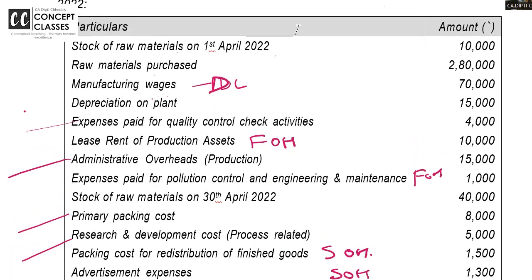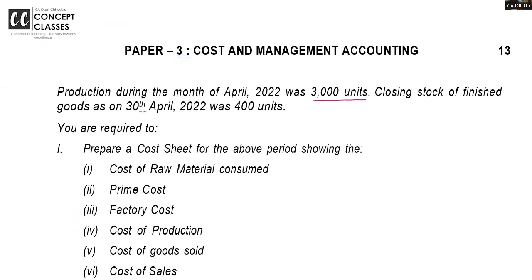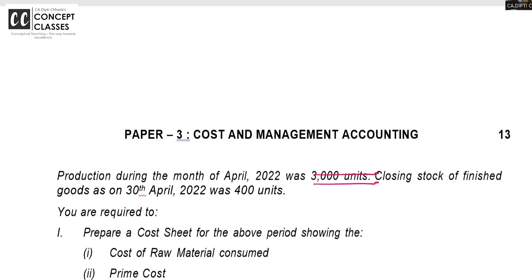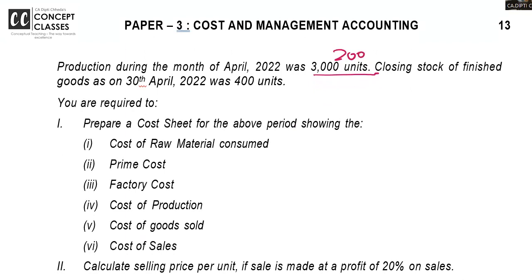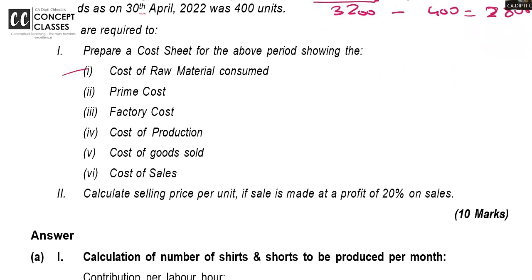Did you take a screenshot for this? If you don't have this problem, it's a very nice problem. May 22, Question number 3B. Production during the year is 3,000 units, and 200 units are there in stock. So 3,200. 400 are there as closing stock. So how many units are sold? 2,800 units. And this is all a part of the cost sheet only. This is a simple problem.